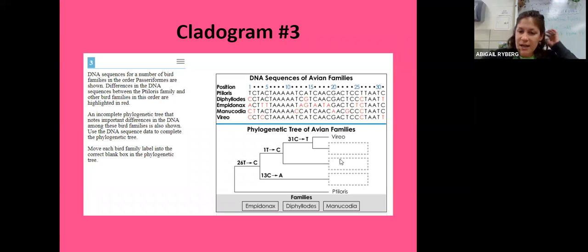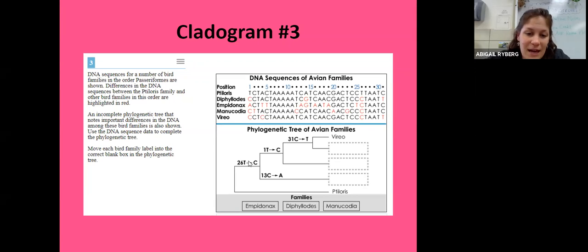So here's the phylogenetic tree. And if we look up at the top, let's see what the heck we're given. So it is giving us a DNA sequence of these different families. And at the very top, notice that they're numbered. Okay, so they've numbered each base 1 through 31. I've never seen that, but whatever.